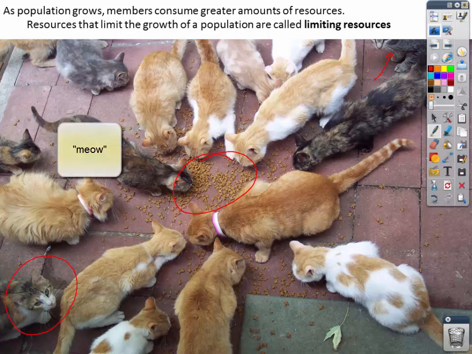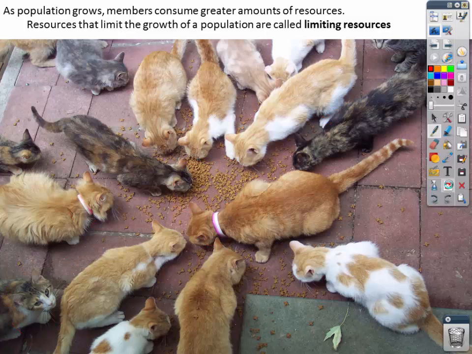Now you can also argue space is a limiting resource, because if there was enough space, this kitty cat could get in here to get the food. So you can argue that space itself is a limiting resource. If you're really creative and observant, you can see that vaccinations and, in this case, medical care may be a limiting resource. All right, those cats that have vaccinations are going to be the ones that survive. Think about that, and think about what are some limiting resources for humans. And obviously food comes to mind, but what are some others?